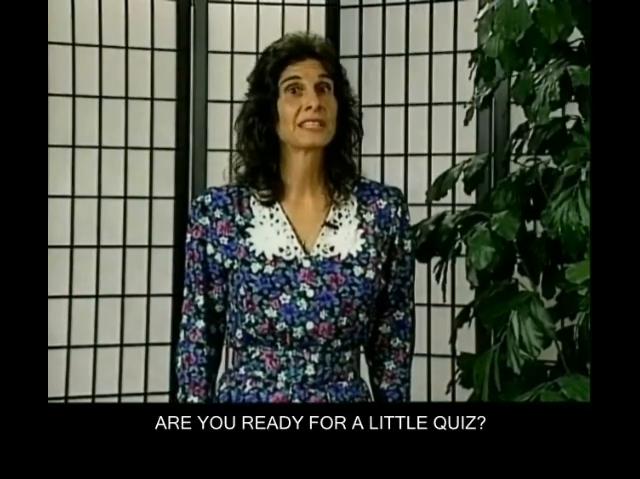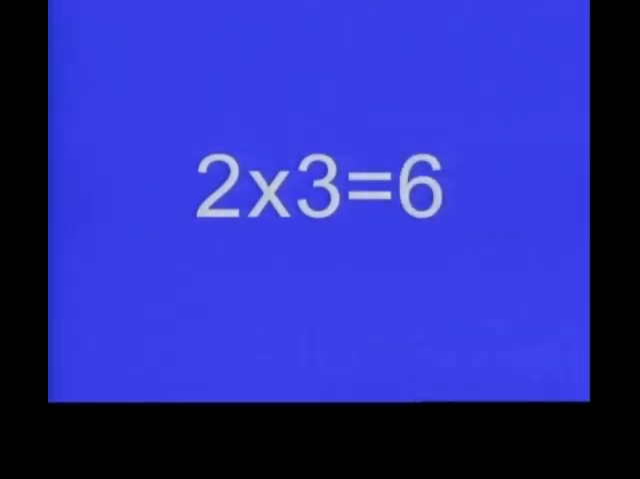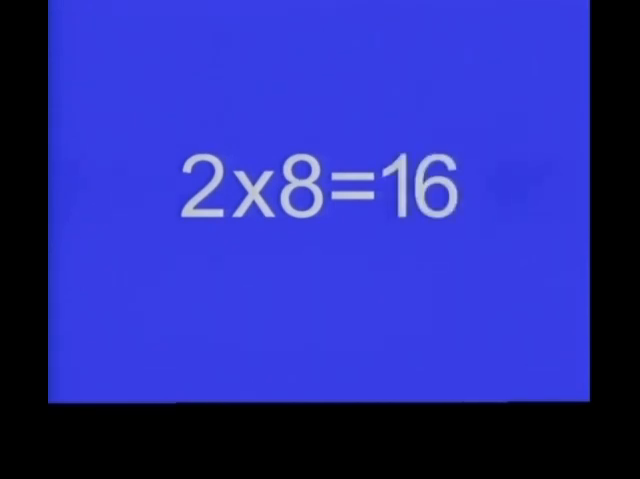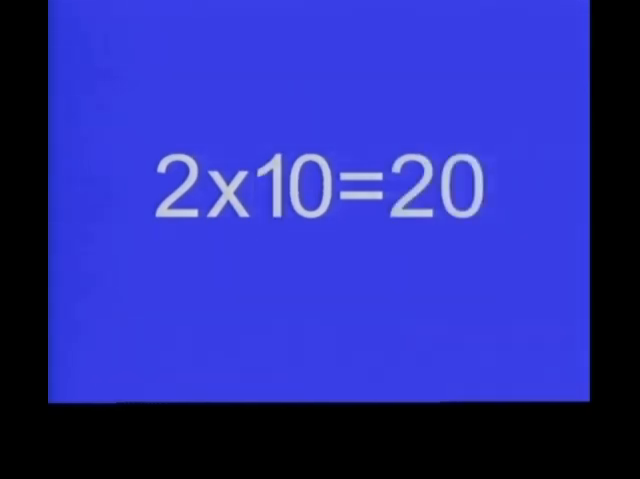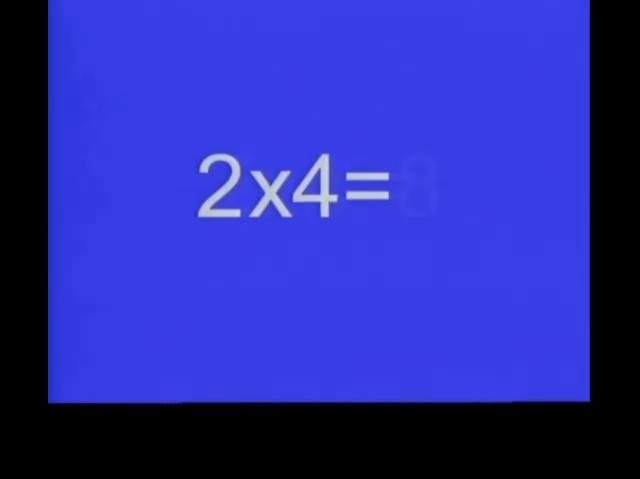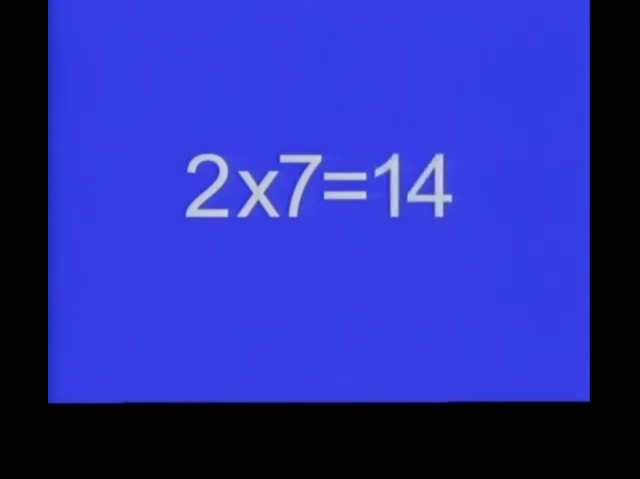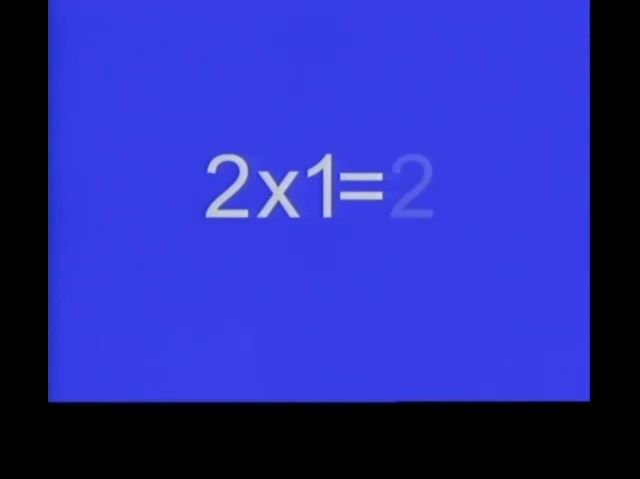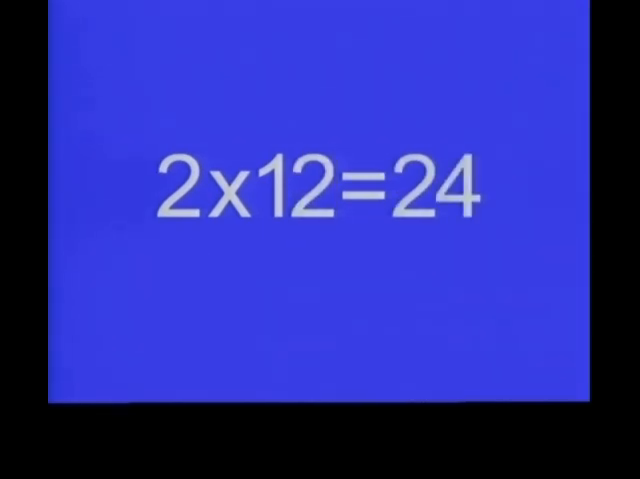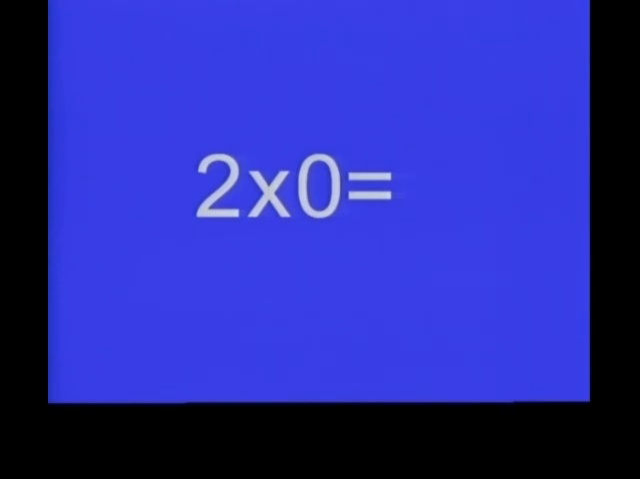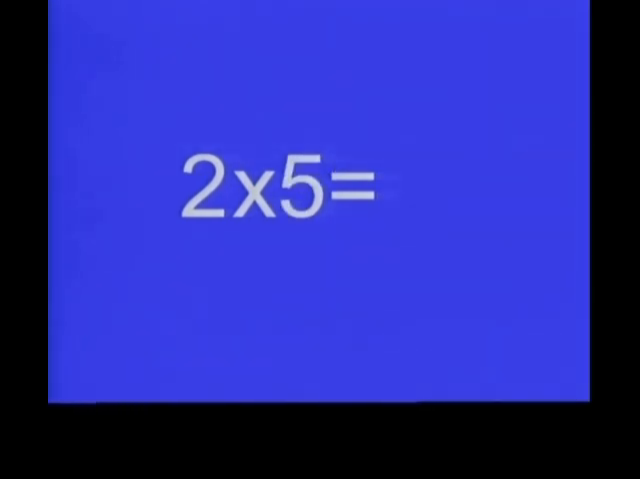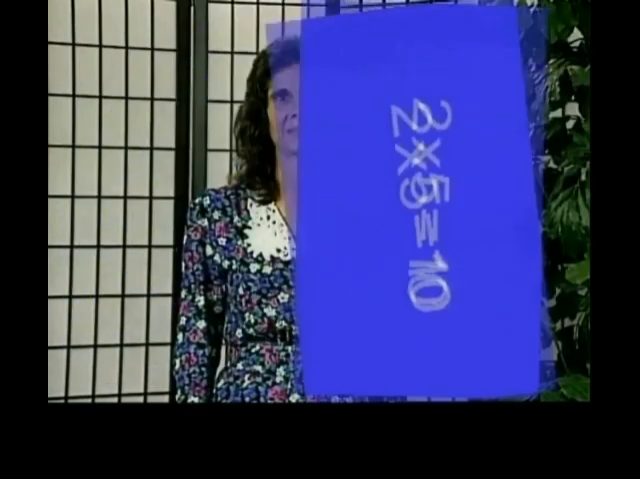Are you ready for a little quiz? 2 times 3 is 6. 2 times 8 is 16. 2 times 6? 12. 2 times 10? 20. 2 times 9? 18. 2 times 11? 22. 2 times 4? 8. 2 times 7? 14. 2 times 1? 2. 2 times 12? 24. 2 times 0? 0. 2 times 2? 4. 2 times 5? 10. How did you do?